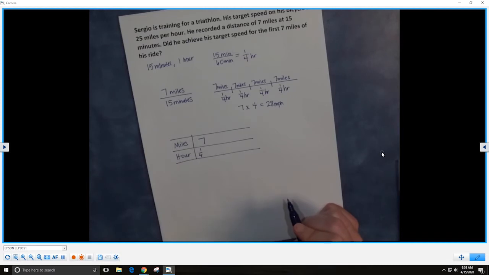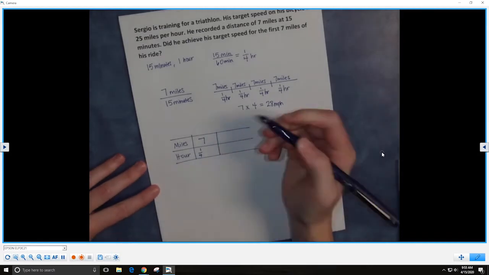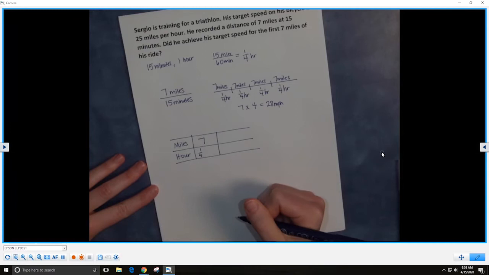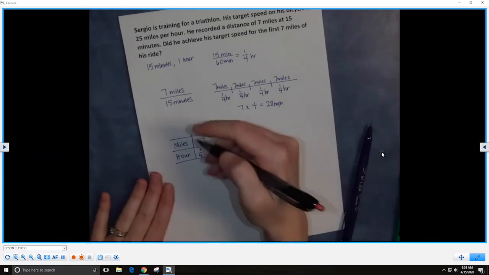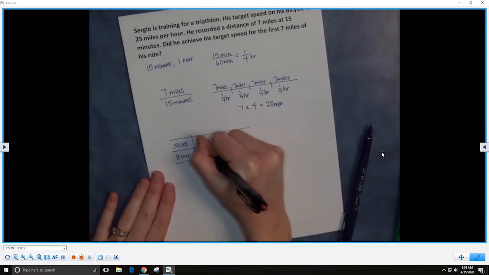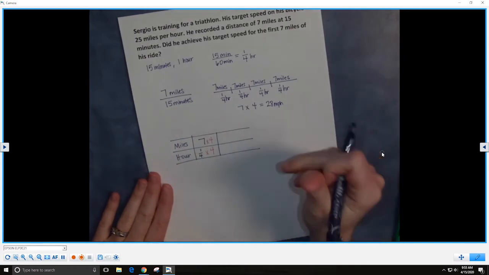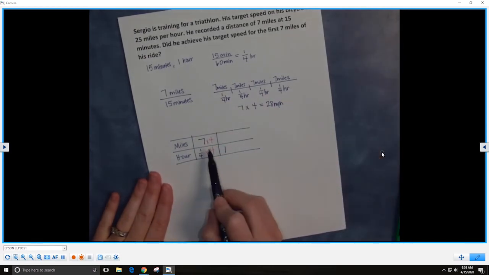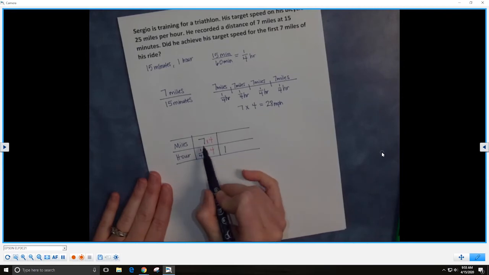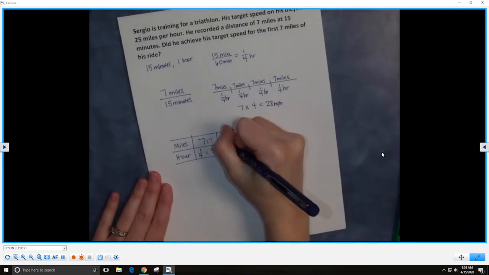We know that 1/4 hour times 4 is going to give us a whole number, or excuse me, a whole hour. So since we multiplied our time by 4, we also have to multiply our distance by 4. So I'm going to multiply by 4, because multiplying by 4 is going to give us an entire 1 hour. And since we multiply by 4 here, we have to also multiply by 4 here, giving us 28. What does this mean? Right, his speed was 28 miles per hour, and Sergio achieved his goal.